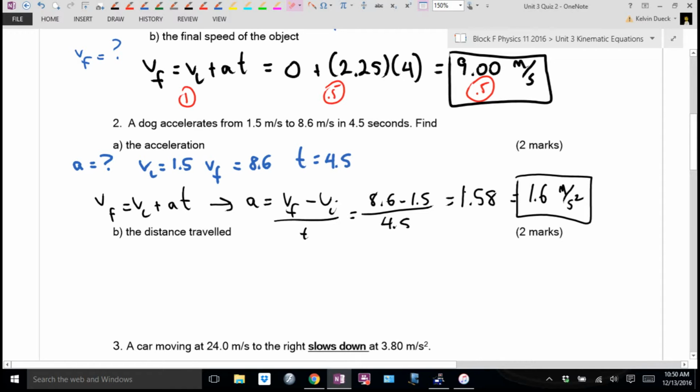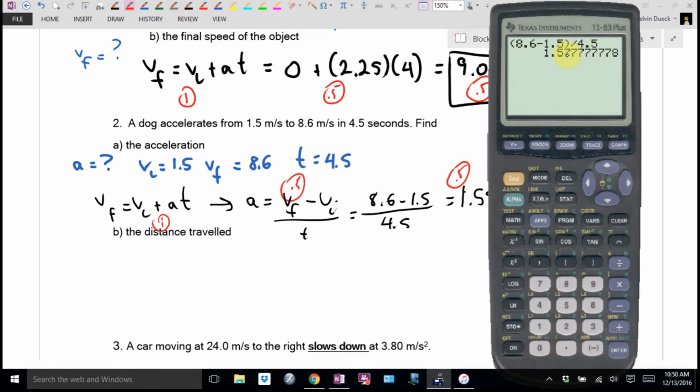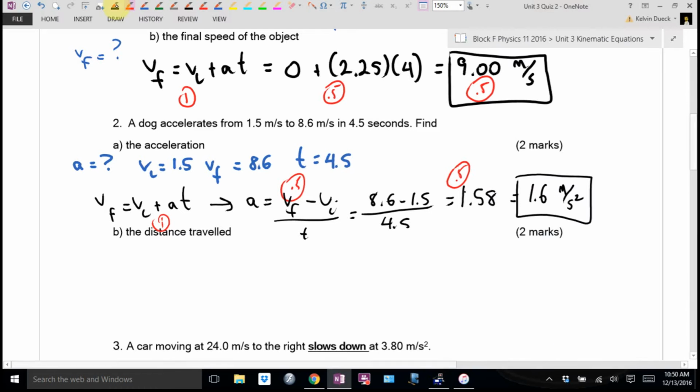Again, if you said 1.58, I would give you full marks. Same marking as before. 1 mark, half mark for the answer. If you said 1.57, why would I take a half mark off? Learn to round off properly, right? If you said 1.5, take a half mark off. Learn to round off properly. 1.58 is good. Find the distance traveled.